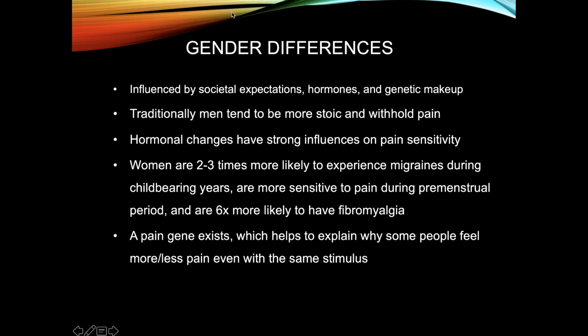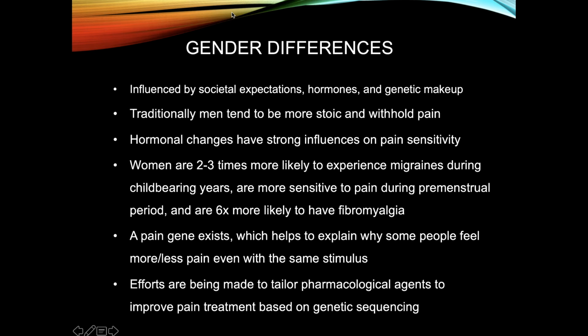There is a pain gene that exists and explains why some people feel more or less pain even with the same stimulus. And there are efforts right now to do some type of genetic sequencing to develop medications that are tailored to a person's gene state.